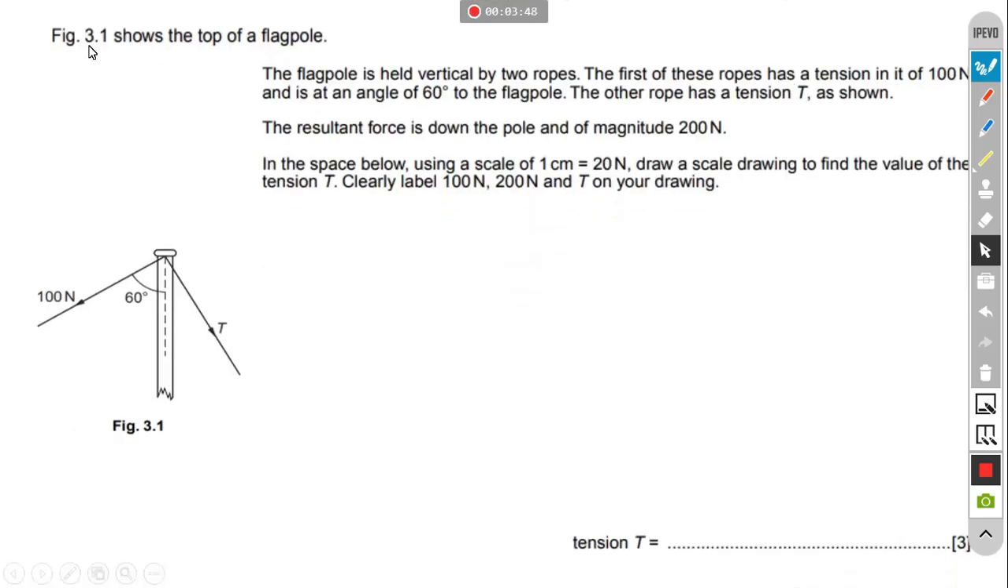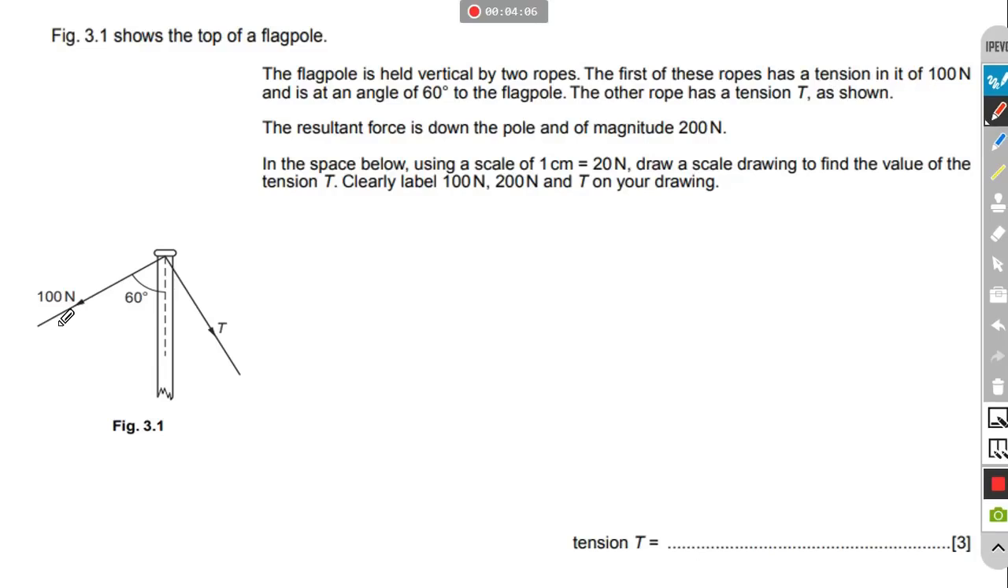So let's look at this question. It says that figure 3.1 shows the top of a flagpole. The flagpole is held vertical by two ropes. Those are the two ropes. The first of these ropes has a tension of 100 newtons at an angle of 60 degrees to the flagpole. The other rope has a tension T as shown. The resultant force is down the pole.